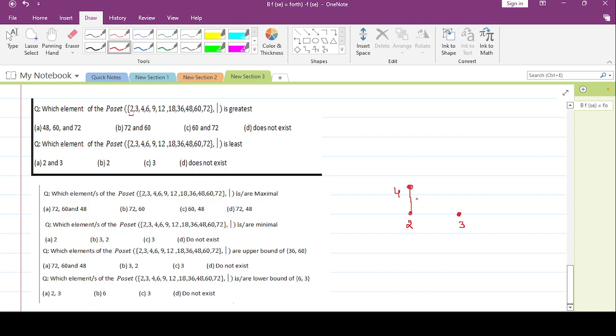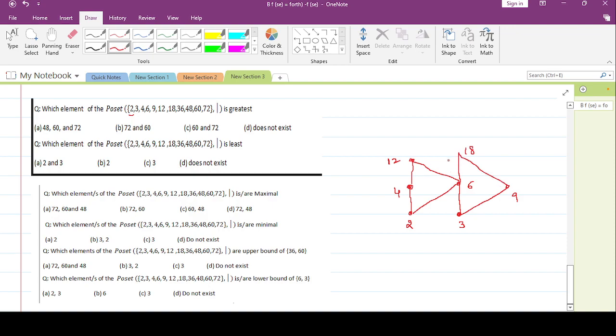Next, 3 divides 6. The next element is 6, so 3 divides 6, but 2 also divides 6. Next element is 9, so 3 divides 9. Next element is 12, so 4 divides 12, but 6 also divides 12. Next element is 18, so 6 divides 18, but 9 also divides 18.